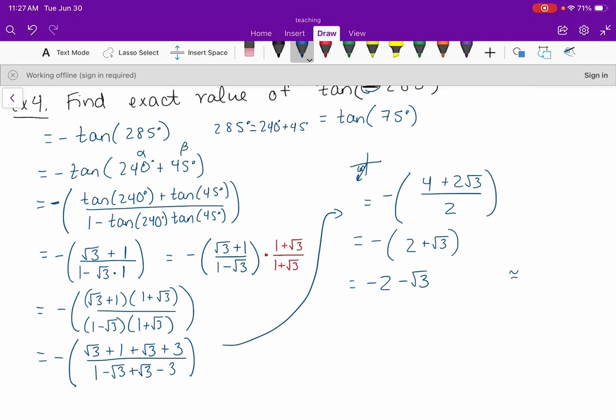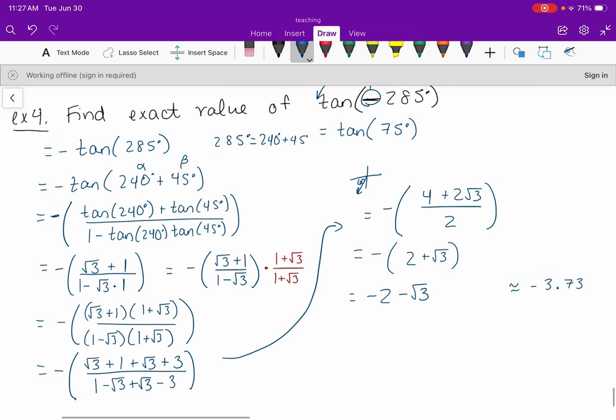And just to check, if I put this in the calculator, I get negative 3.73. If I type in tangent negative 285, my calculator tells me it's positive 3.73. So did I miss a negative anywhere? Let's just make sure that I typed everything in correctly.